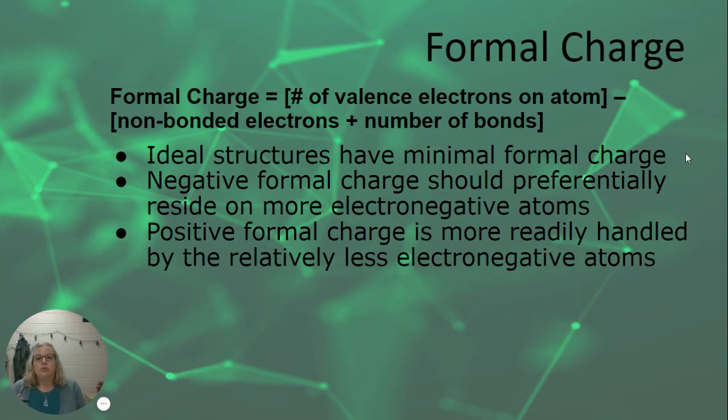And then what you do is you take a look at your final Lewis structure and you subtract all of the non-bonded electrons. That's those two dots that you see around your Lewis structure. You take away every dot, and then you take away the number of bonds. And I'll go through a couple of examples of this to make things clear.